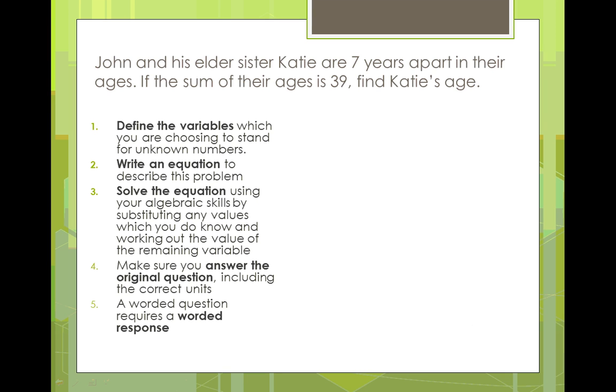So first of all, I've got to get my head around what it is that I have to find. So I'm going to read the question again. John and his elder sister Katie are 7 years apart in their ages. The sum of their ages is 39. Find Katie's age. There's my clue.